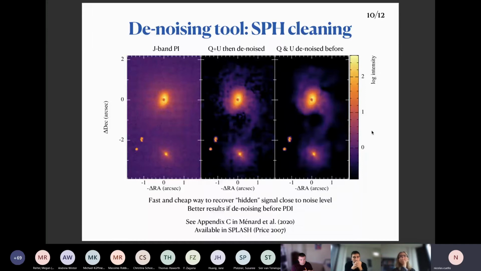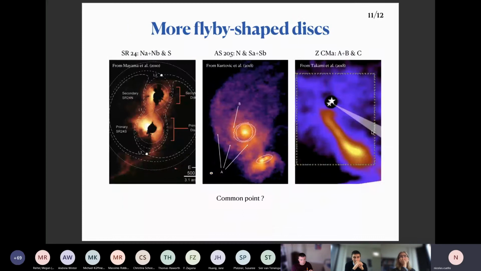This is available in Splash. And if you want more information, please read the Appendix C in Ménard et al. 2020. And lastly, here are some more flyby-shaped disks. So we have SR24, AS205, and Z Canis Majoris on the right.